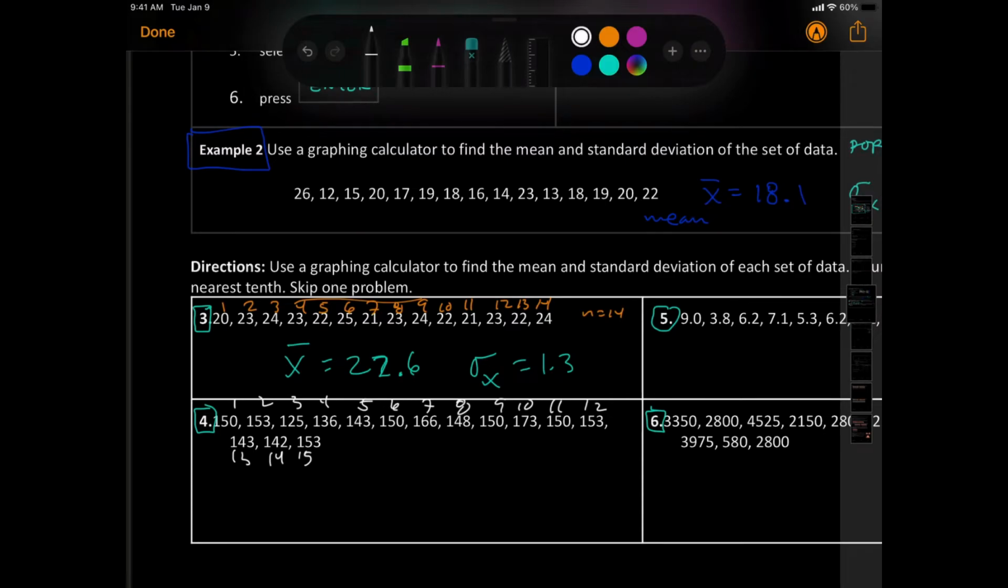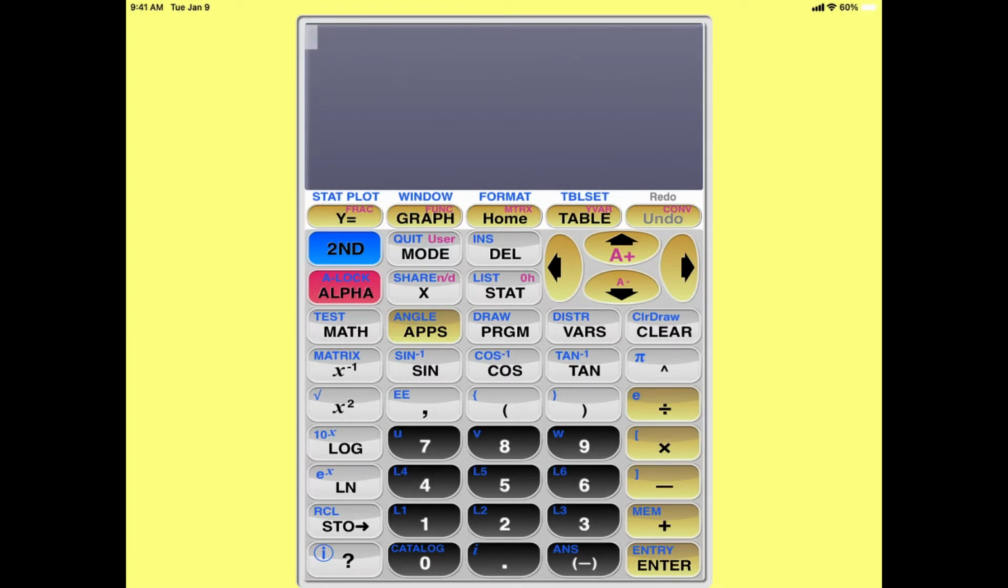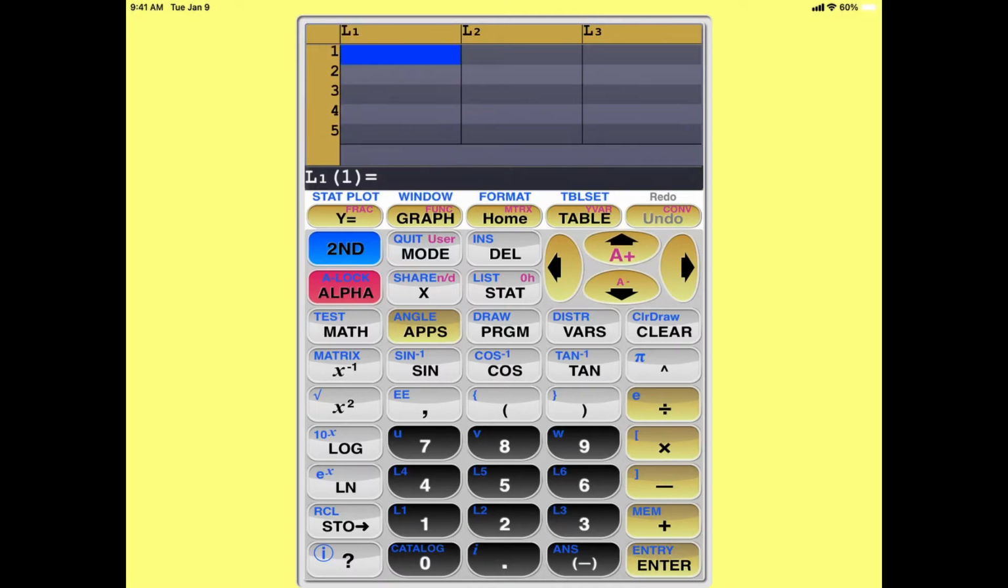So let's go ahead and go to my calculator. This is the home screen. You just turn it on, press clear. You're going to press stat next to the left arrow button, edit. Go to the very top of your list, clear, enter, and let's try not to miss a number. 150, 153, 125, 136, 143. See, I messed up. Look at that. Come on.